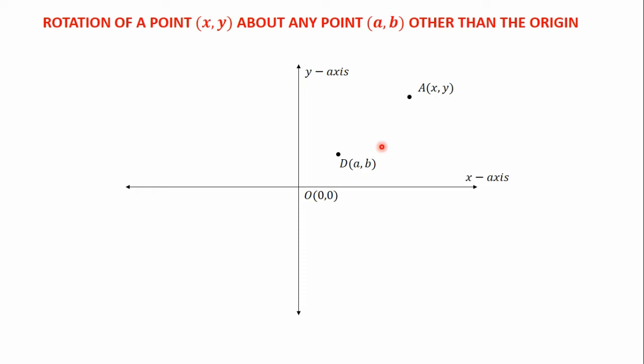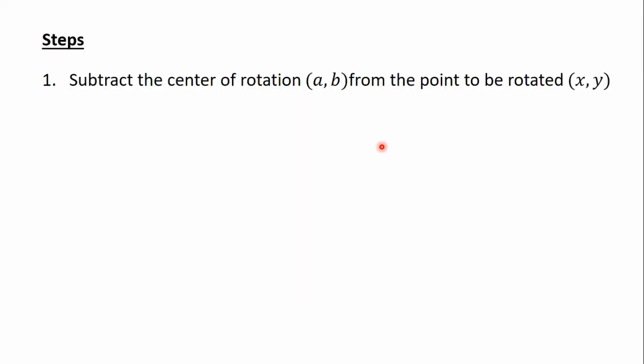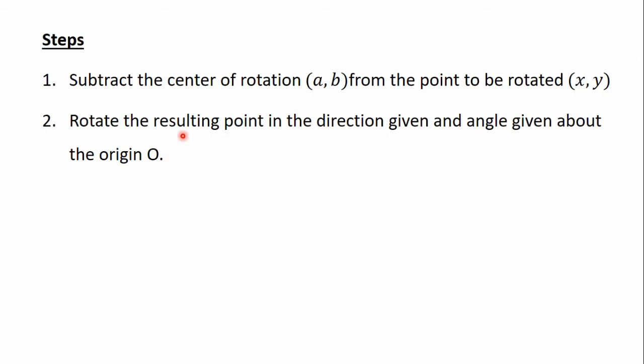So how do we do this? Let's find out. To do this, we have to go through 3 steps. The first step is that you subtract the center of rotation, that is AB, from the point to be rotated, XY. So we will express AB, that is the center of rotation, in a vector form. Then we will express XY, that is the point to be rotated, in a vector form. Then we will subtract AB from XY. After that, we will rotate the resulting point in the given direction and given angle about the origin.